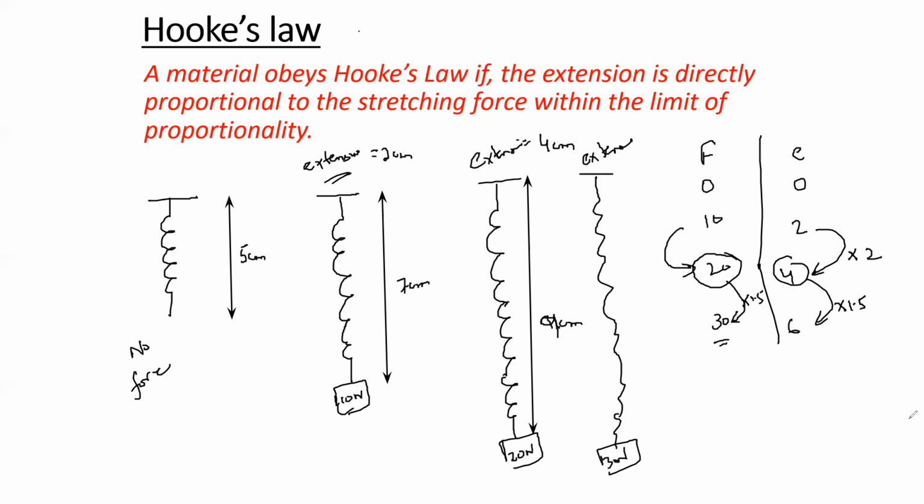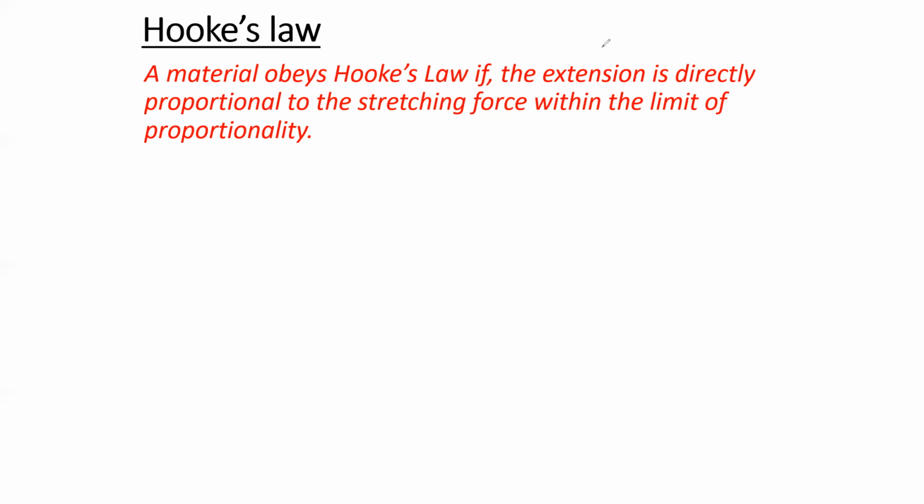So in short, what is the meaning of Hooke's law? It states that force and extension are directly proportional. If force is multiplied by any number, the extension will also be multiplied by the same number. But there is a condition: within the limit of proportionality. What does that mean? It means that the spring should not deform plastically. For example, the original length of the spring is 5 centimeter.